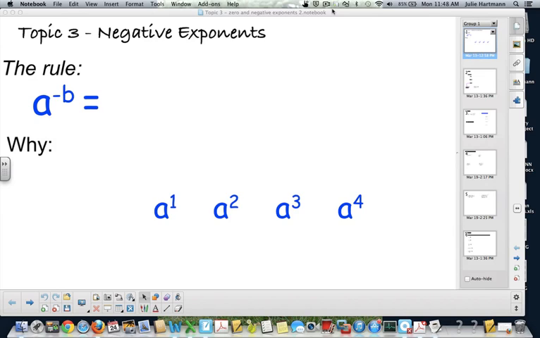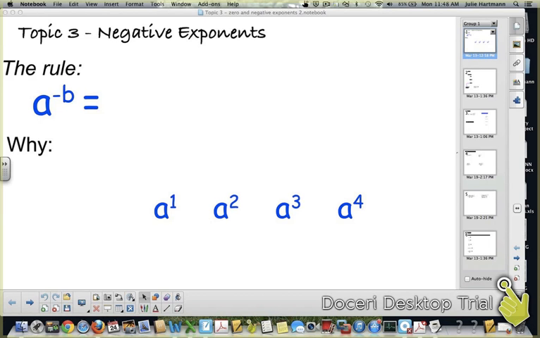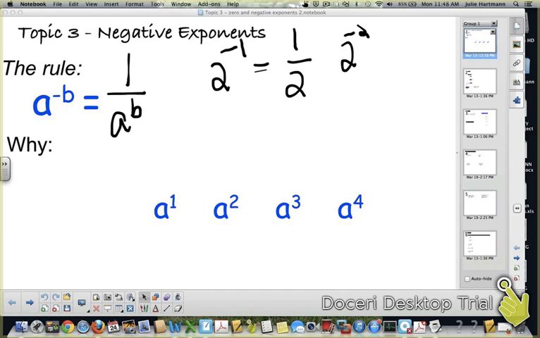Negative exponents, the rule. So first of all, I'm going to tell you the rule on this one. When we do the rule, we have a to the negative b means 1 over a to the b power. For example, 2 to the negative 1 would be 1 over 2 to the first. Or 2 to the negative 2 would be 1 over 2 squared, which is 1/4.